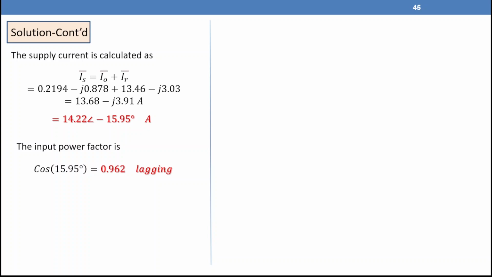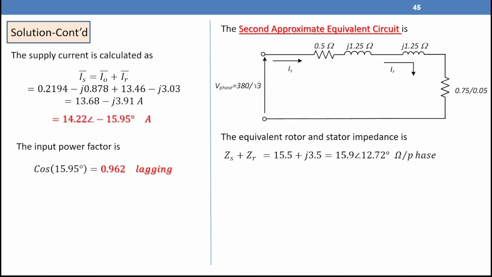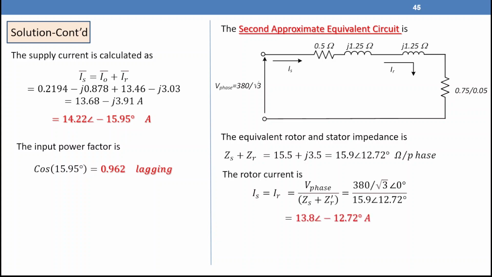We can also solve the problem using the second approximate equivalent circuit. In the second approximate equivalent circuit, we are going to ignore the magnetizing branch totally. In this case, I stator equals I rotor. Directly you can calculate Z stator plus Z rotor, and then the rotor current will be the same value as the rotor current in the first approximate equivalent circuit, 13.8 angle minus 12.72 degree ampere.